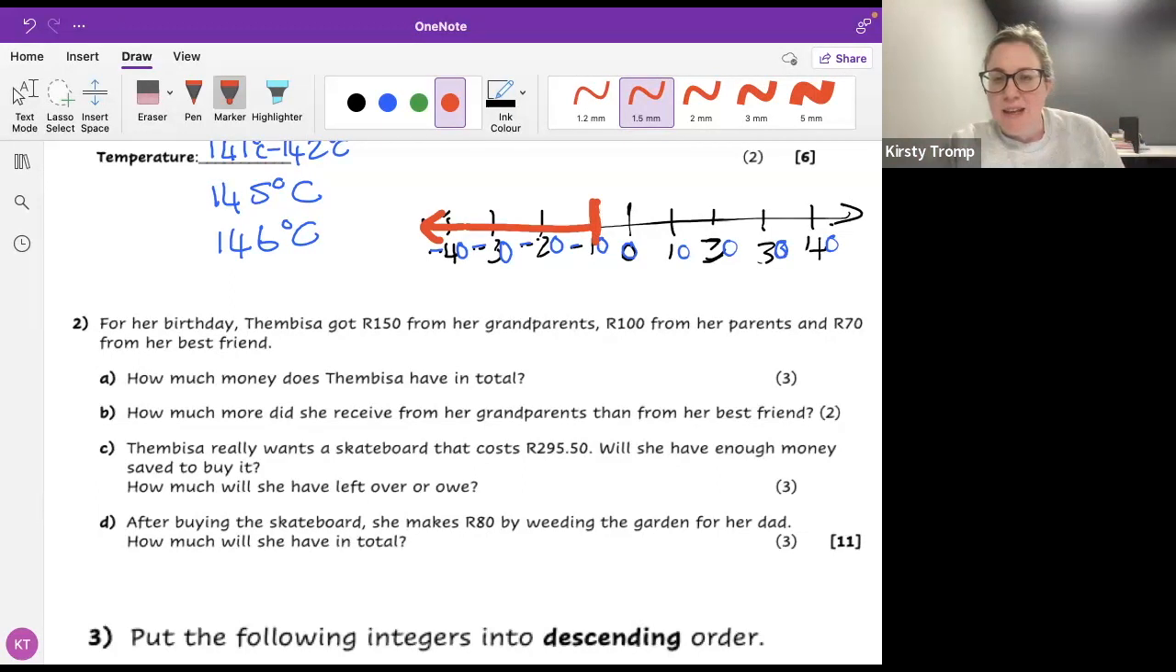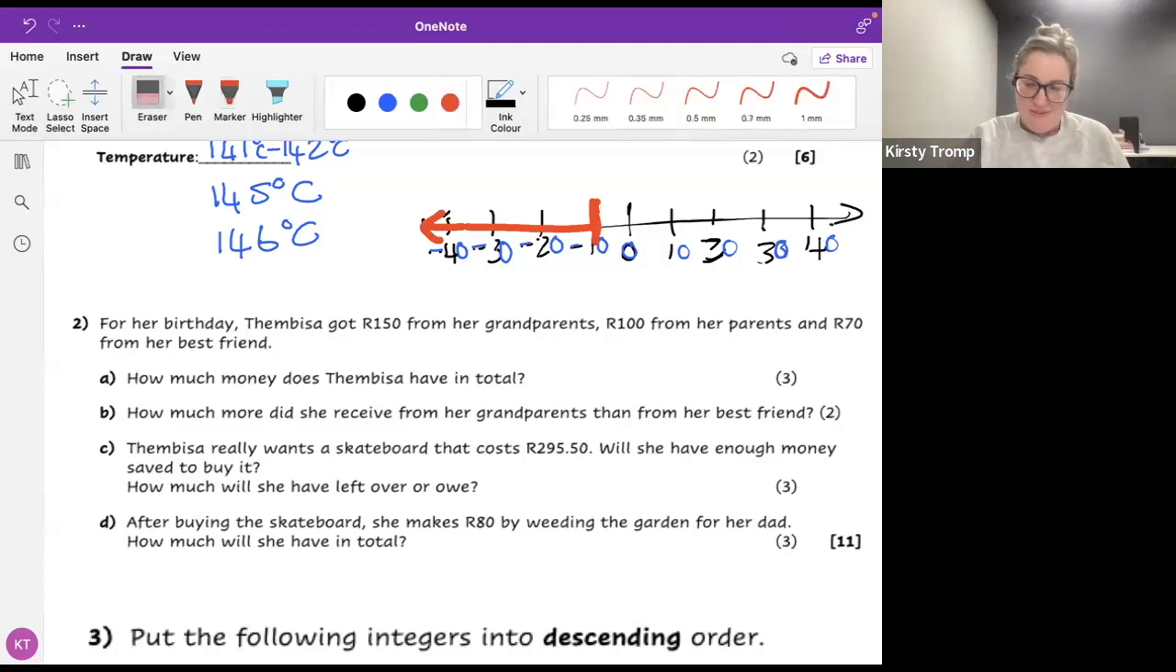Mozeki, let's see if I can hear you now. Do you want to try now? Can you hear me, ma'am? Yes, I can hear you now. Okay, what's your question? Ma'am, I want to know how did you get to 142? 142. Okay, let's see.